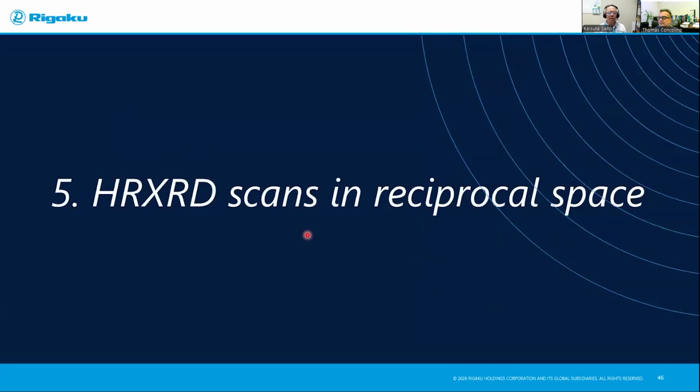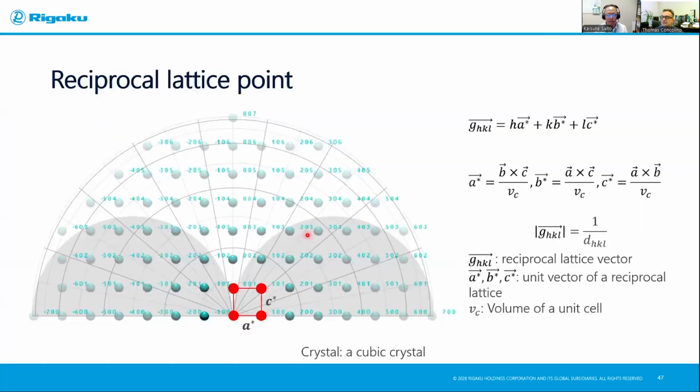So let me discuss high resolution diffraction scans in the reciprocal space. To understand the RSM result, we need to understand the reciprocal space. So first, the reciprocal lattice point. The reciprocal lattice point is calculated by this formula. I hope everybody knows, right?